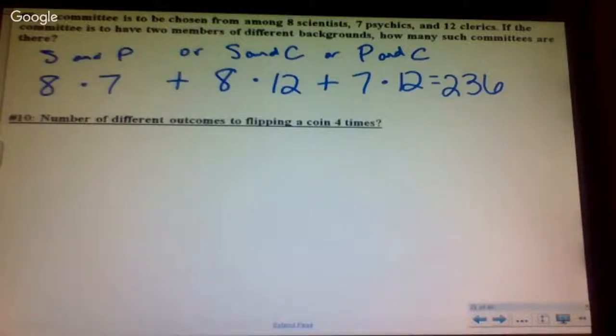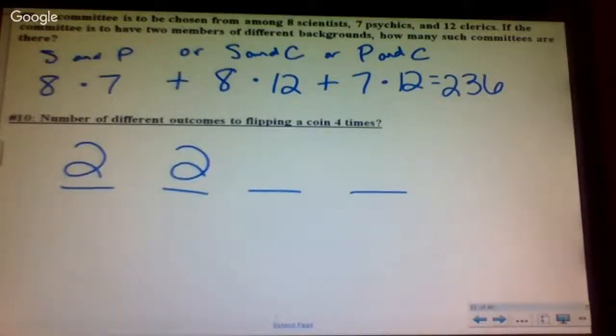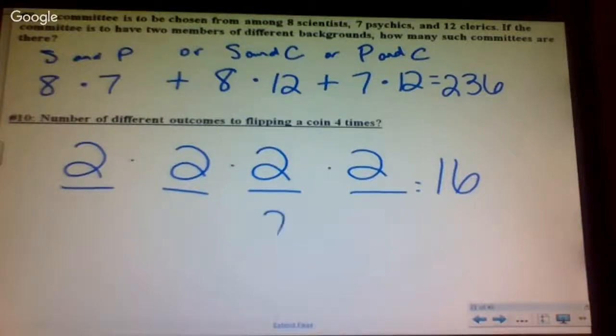$236. Okay? Number of different outcomes to flipping a coin 4 times. So the first flip, we have how many options? 2. The second flip, I have how many options? 2. Third flip. 4th flip. 2. Total of 2 times 2 is 4. 2 times 4 is 16. Good. Total of 16 different ways, 16 different outcomes. Again, you can write that as 2 to the 4th.